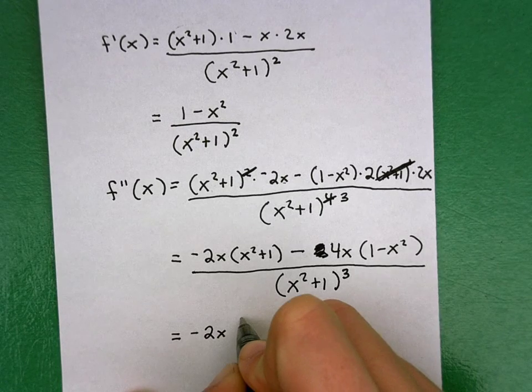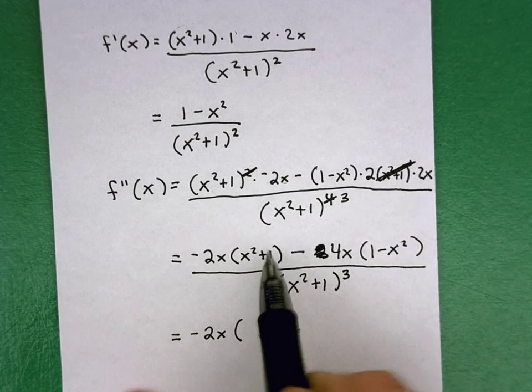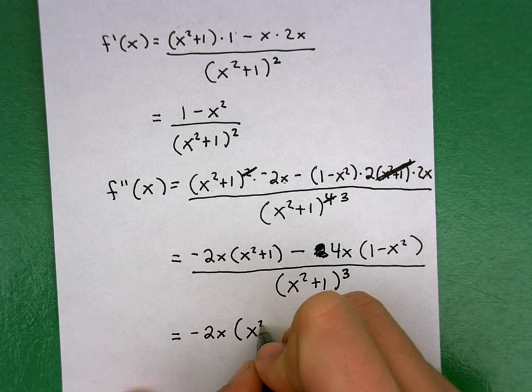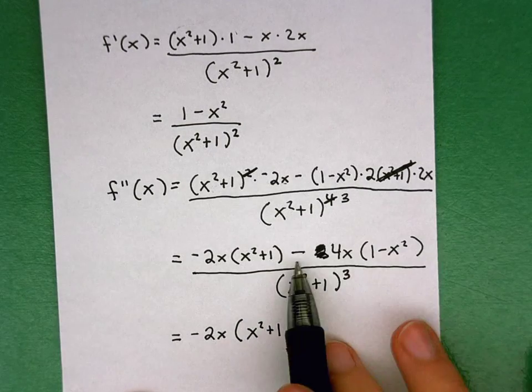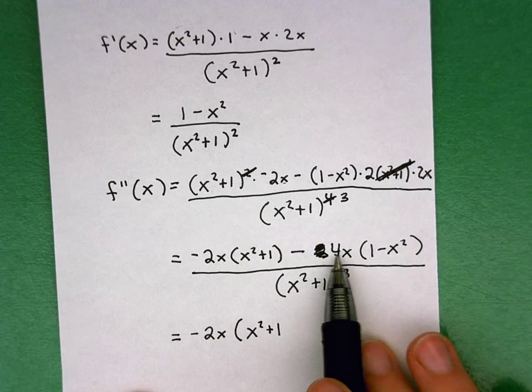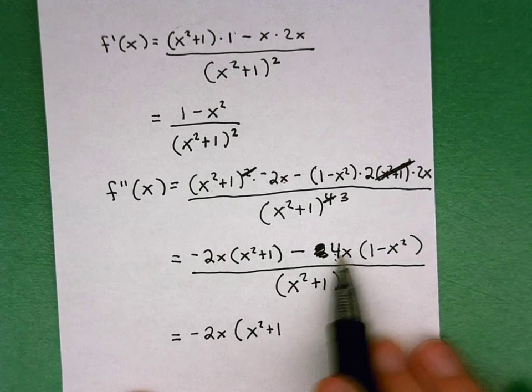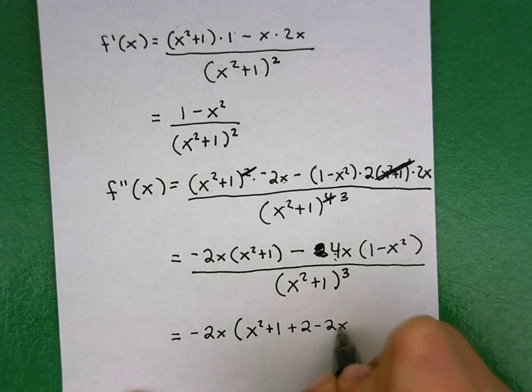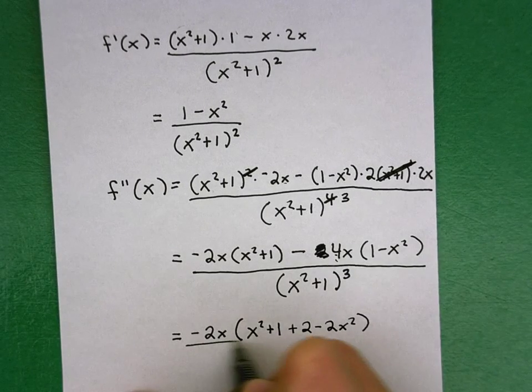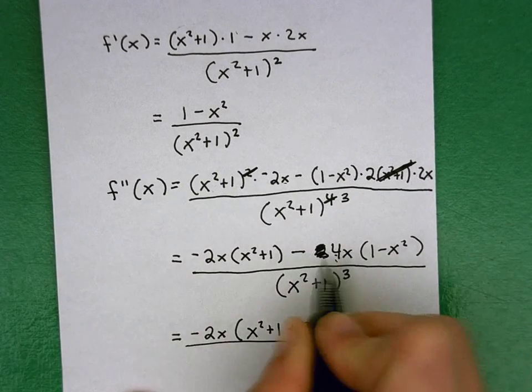And so inside those parentheses, in the first term, I'm going to be left with x squared plus 1. And in the second term, when I've pulled out the negative 2x, I'm going to be left with a 2, and then the 1 minus x squared. So this is going to be 2 minus 2x squared. When I've distributed that 2, the leftover 2, into the parentheses.